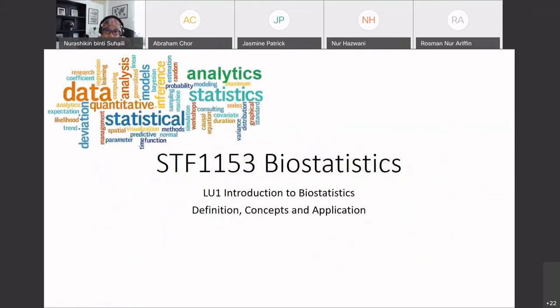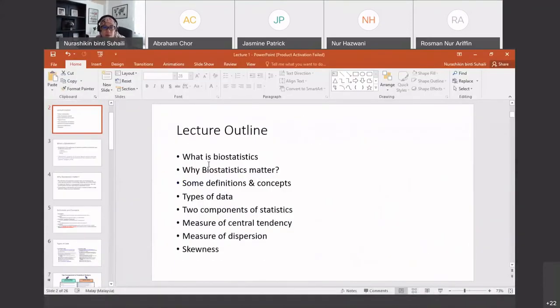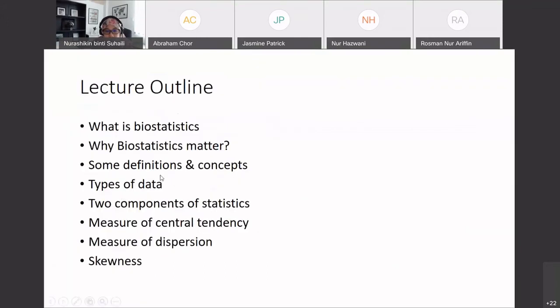Any question for the first lecture? Skewness is under this one. Yeah, so here we have covered what is biostatistics, why it's important, some definitions and concepts, the types of data, quantitative, qualitative, two components of statistics, descriptive, inferential, measure of central tendency, mean, mode, median, and measure of dispersion. Skewness is under this actually. Measure of dispersion: the range, variance, standard deviation, coefficient of variation, and also skewness.